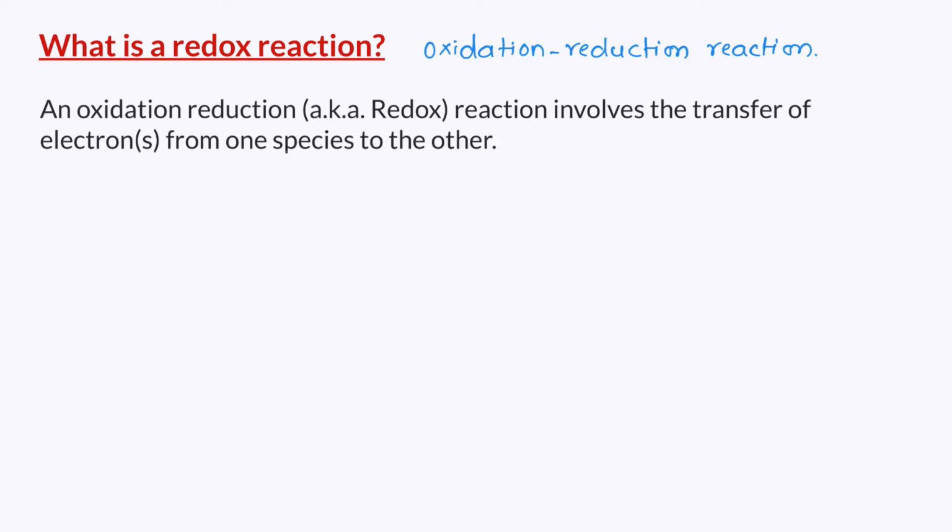Redox reaction is a short form for oxidation reduction reaction. An oxidation reduction reaction involves the transfer of electrons from one species to the other. The following is an example of a redox reaction. Solid magnesium reacts with gaseous chlorine to form solid magnesium chloride.